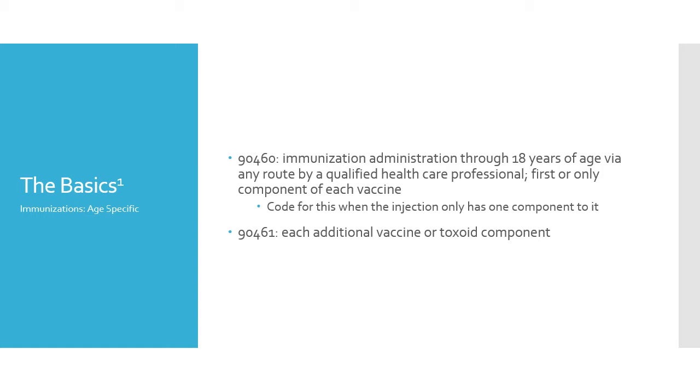Report a 90460 for the first or only component in a single vaccine. You can chart 90460 multiple times per encounter. 90461 is an add-on only to 90460 if there is more than one component to the vaccine. You can only use these codes if the patient is 18 or younger and when counseling about the vaccine has been given.